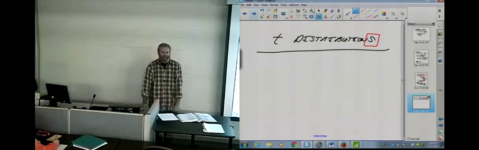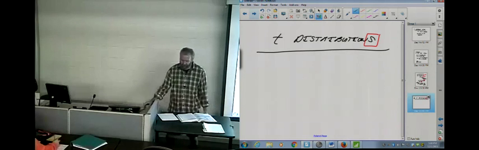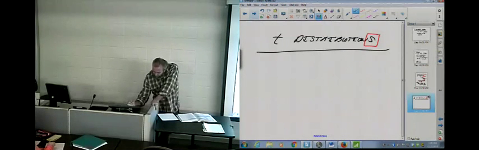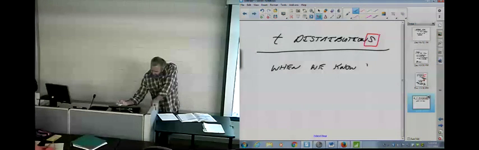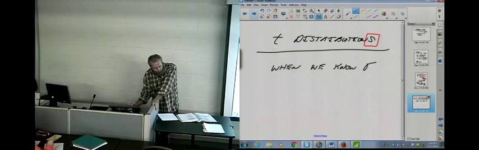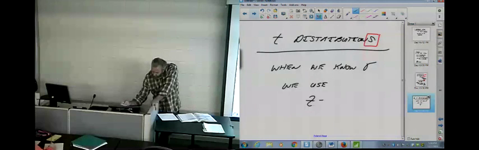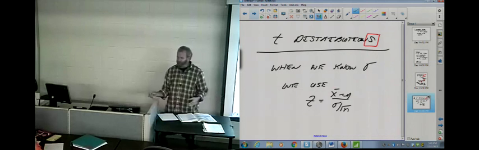The reason I put an S there is there's not one, there's many. There's a whole bunch of these t distributions. Now, I'm going to do it to you like this. When we know sigma, when it was given to us in the problem, we use a z-score. That's the one we use. That's what we were using before, right?